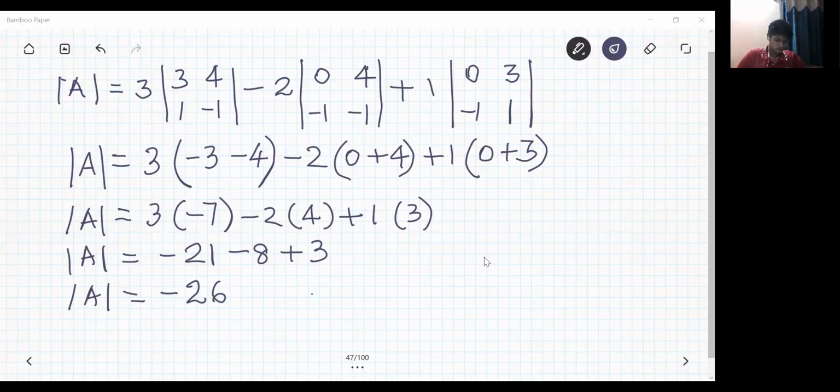So like that, you have to find all the other things also, find it.